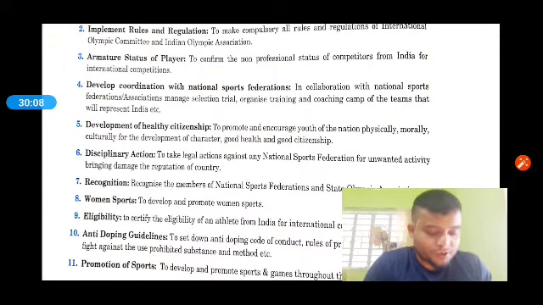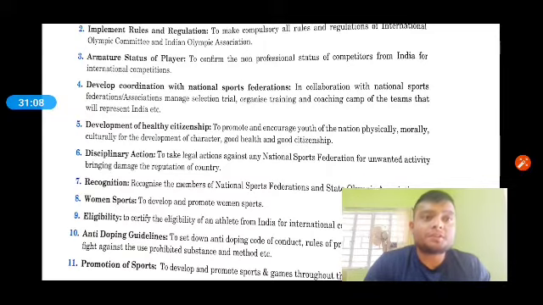So what are the main objectives of the Indian Olympic Association? Number one, implement rules and regulations. All the Olympic rules and regulations must be known and must be followed. Implement and develop the Olympic movement, promote the games, obviously. Third, amateur status of players: to confirm non-professional status of competitors from India for international competition. Now in the Olympic Games, only amateurs are allowed, professionals are not allowed. After a person becomes very advanced, they can participate in sporting events for big prize money, and they need to move on to the professional realms, like in boxing.